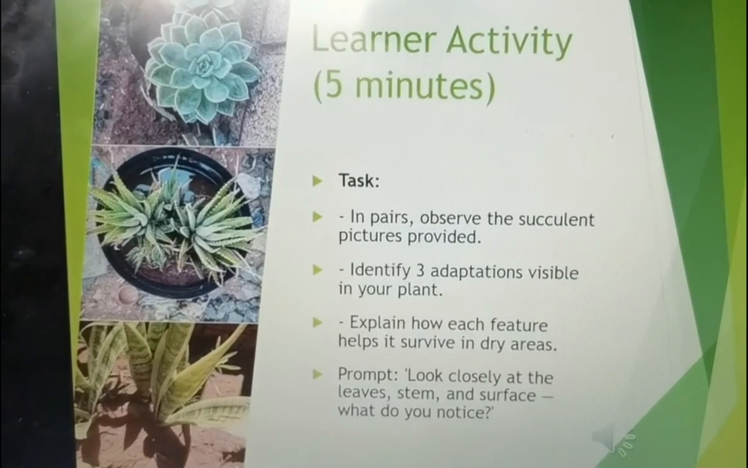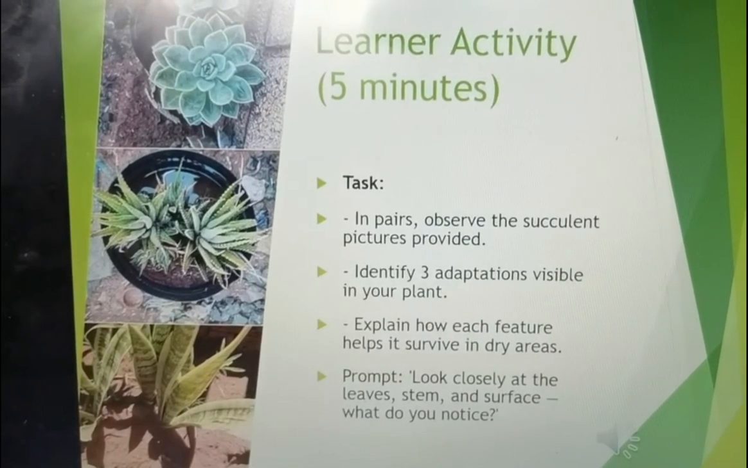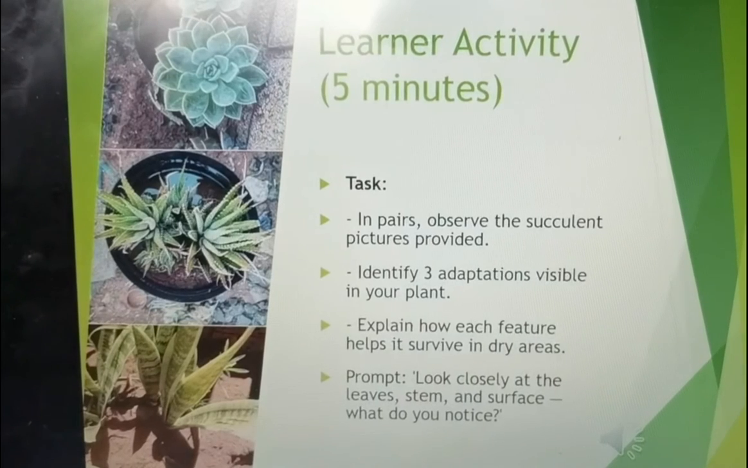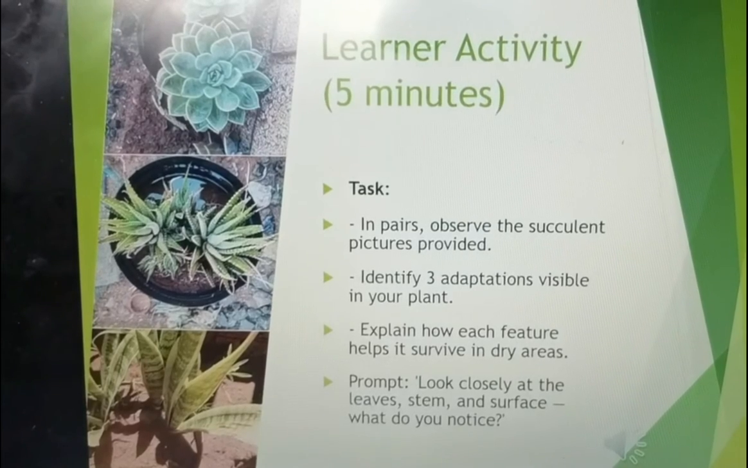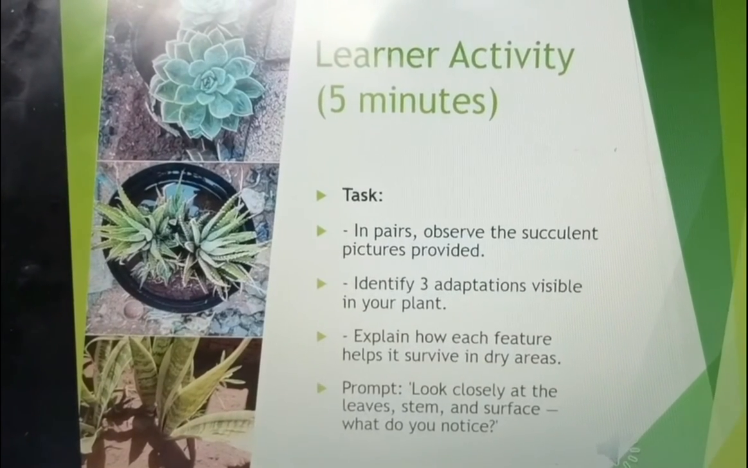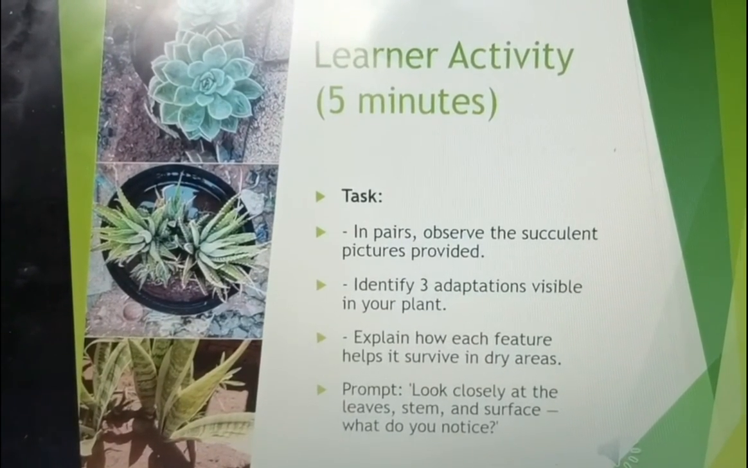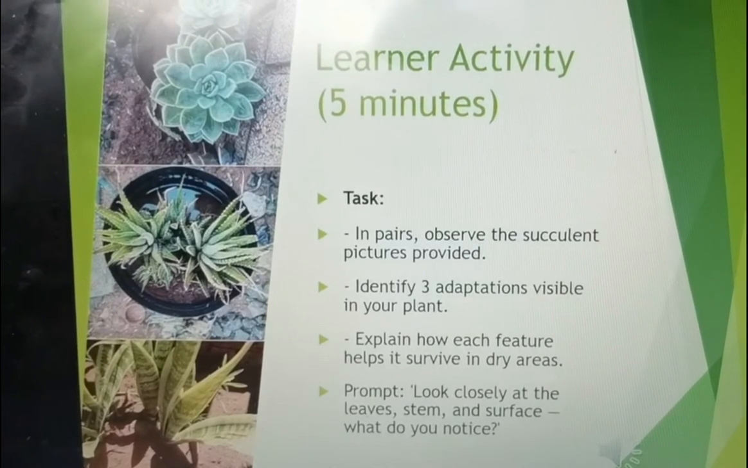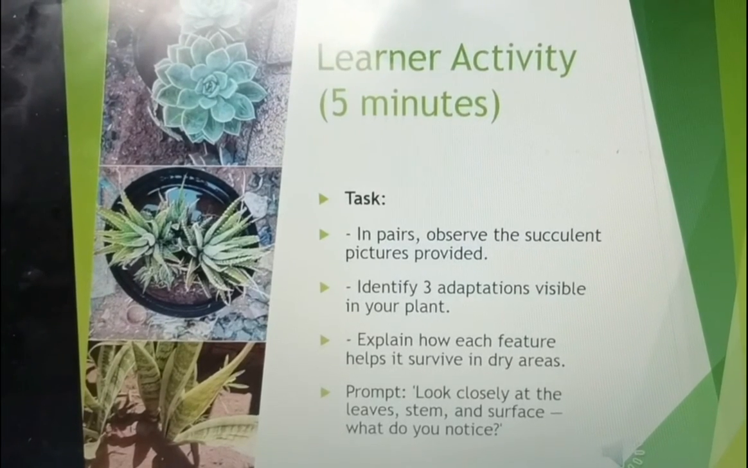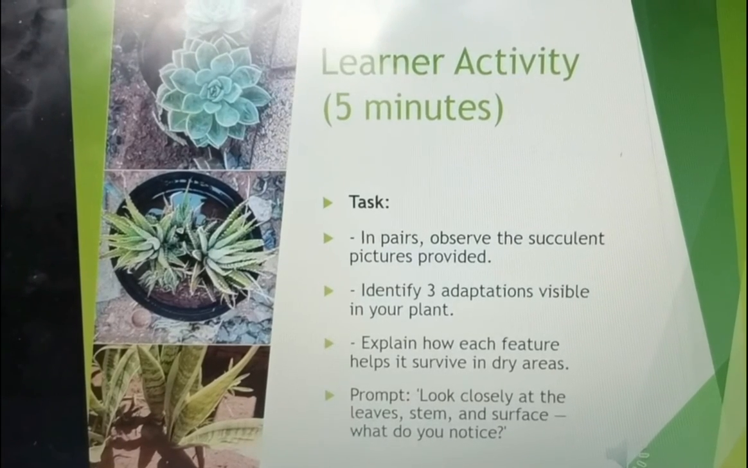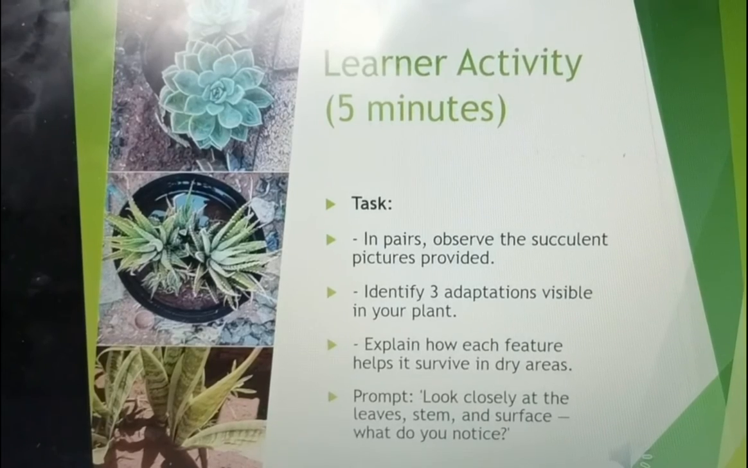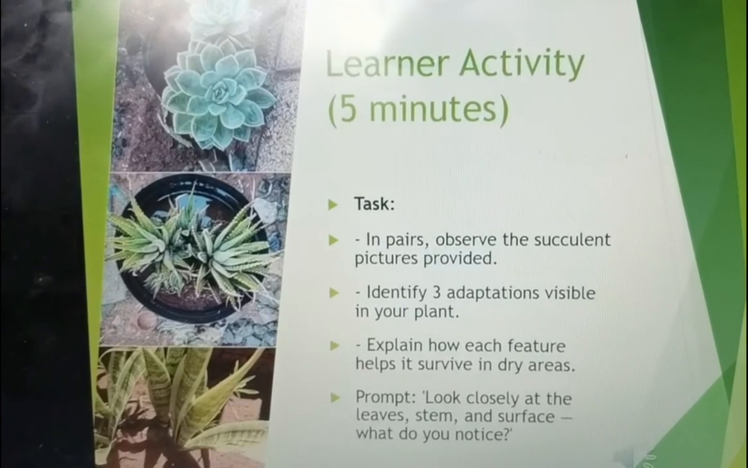Now for your activity. In pairs, I would like you to observe these pictures of the succulents that are provided. Identify three adaptations visible in each plant. Explain how each feature helps it to survive in dry areas. Look closely at the leaves, stems, and the surface of the leaves. What do you notice?